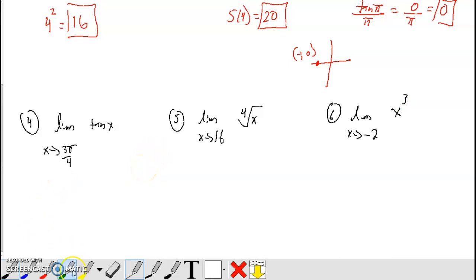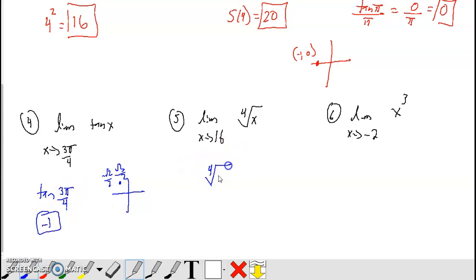All right, if you're coming back from the paused video, here's what we're going to do. So again, we're just going to use direct substitution. So tangent of 3 pi over 4. So I have to remember that 3 pi over 4 is in quadrant number 2. That goes with the -√2 over 2. So technically, that will be -1. So that's my answer for number 4.